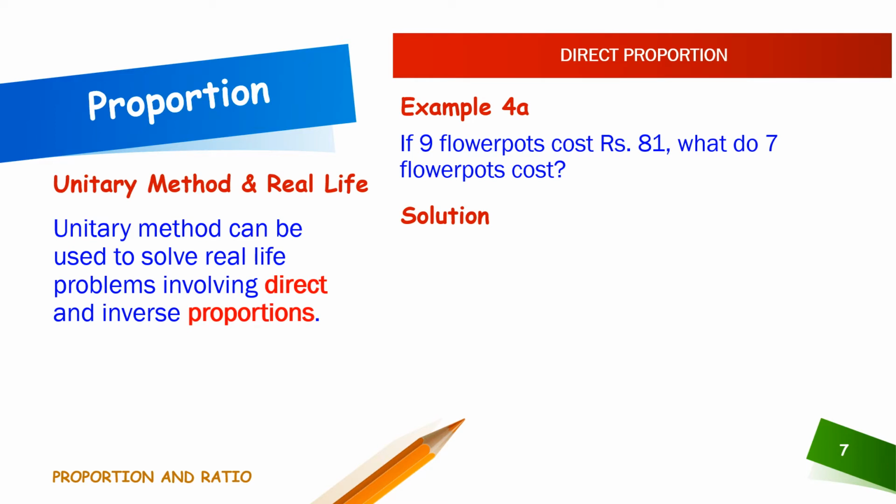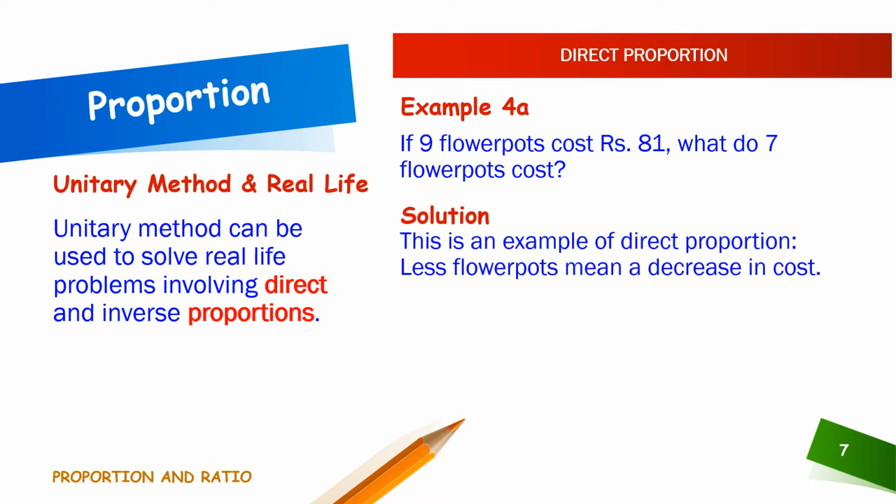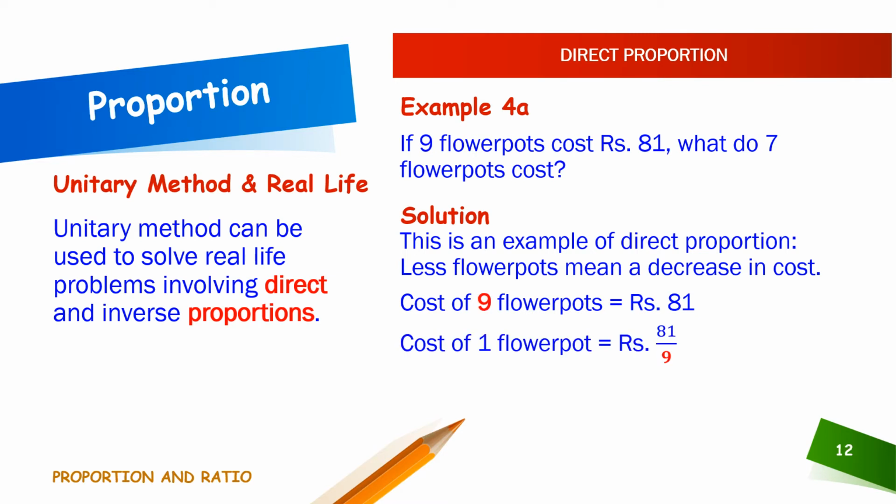So let's solve this. This is an example of direct proportion. Less flower pots means a decrease in cost. Now the cost of 9 flower pots equals 81 rupees. So the cost of 1 flower pot is going to be 81 divided by 9 rupees. When we decrease the flower pots, we need to divide by the number in question, as the number of rupees, or the cost, will also decrease.